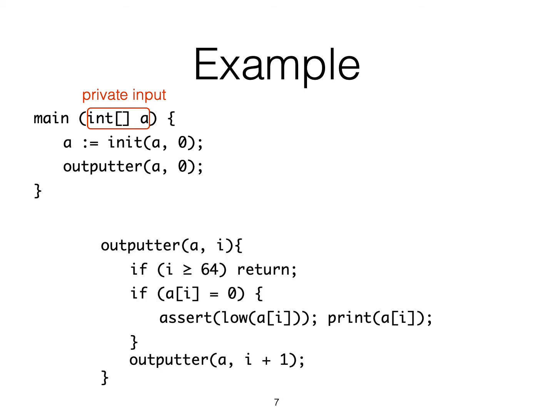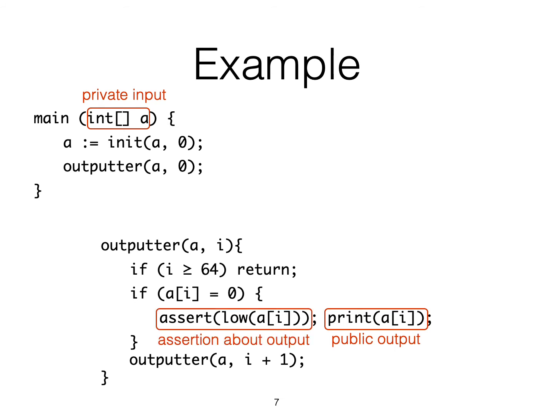Outputter is a procedure that, if called with an array A and I equals 0, will recursively call itself and visit the first 64 elements of the array A. For each element that it visits, if that element is equal to 0, it will print the element out. We consider this to be a public output of the program, and so we assert that the value being printed out is a public low-security value. As it is now, with us ignoring the call to init in main, this program has a leakage of private information from the array A to its public outputs.